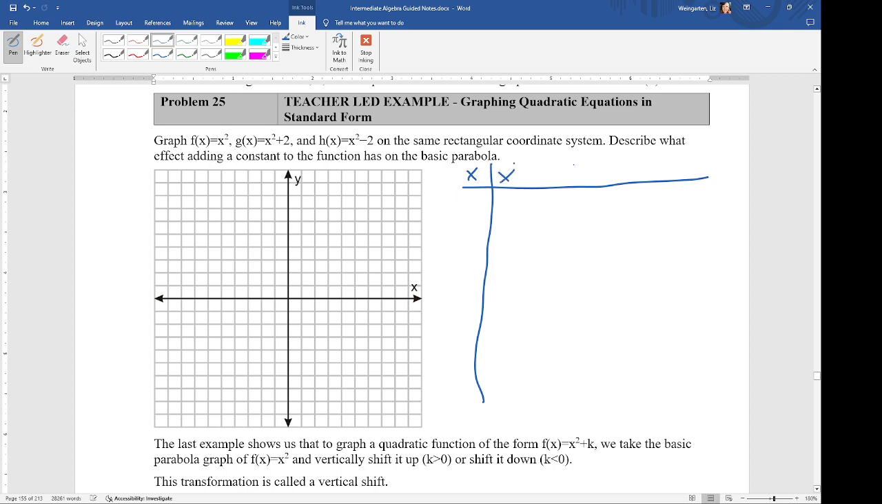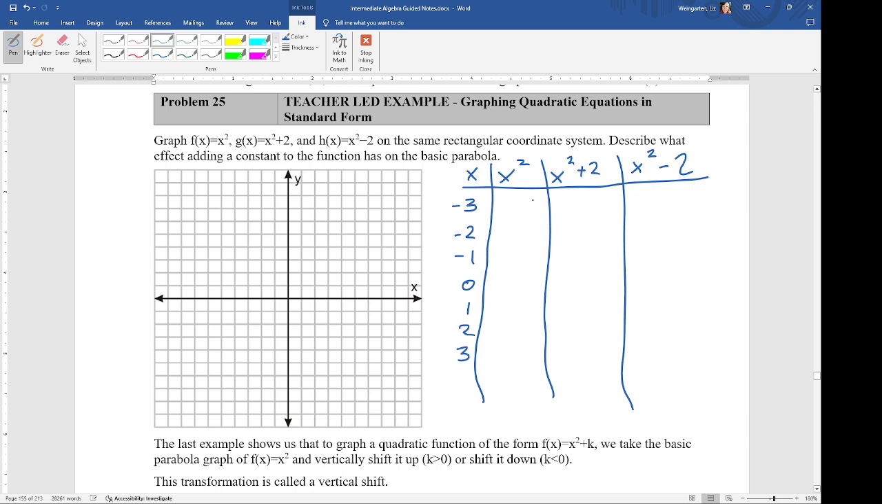So I'm going to have x squared, x squared plus 2, and x squared minus 2. I'm going to use my standard -3, -2, -1, 0, 1, 2, and 3. We should all know what x squared is by now. We get 9, 4, 1, 0, 1, 4, 9, which makes sense because it's going to overlap on itself at x equals 0, y equals 0.